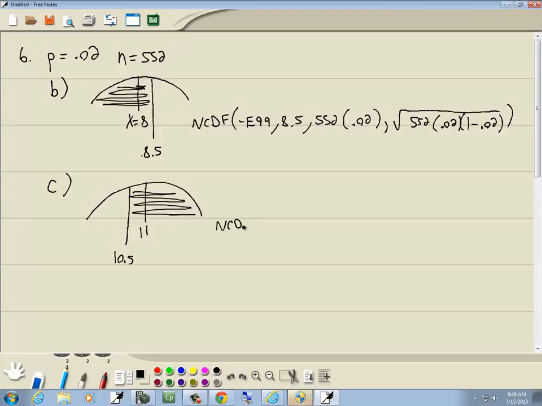So then this will be normal CDF. Then our low value, which is 10.5, comma our high value, which clear over here is positive infinity, or E99. N, which is 552 times 0.02, then square root of 552 times 0.02 times 1 minus 0.02. Same as up here.